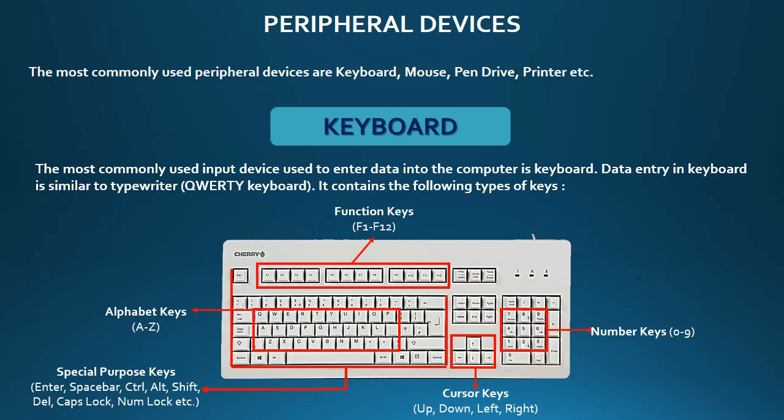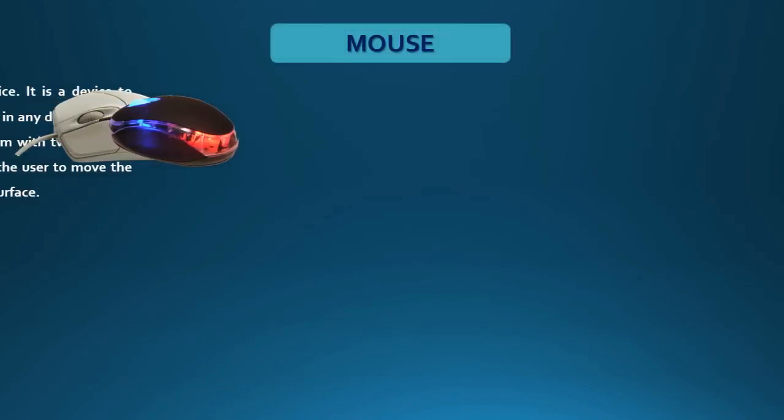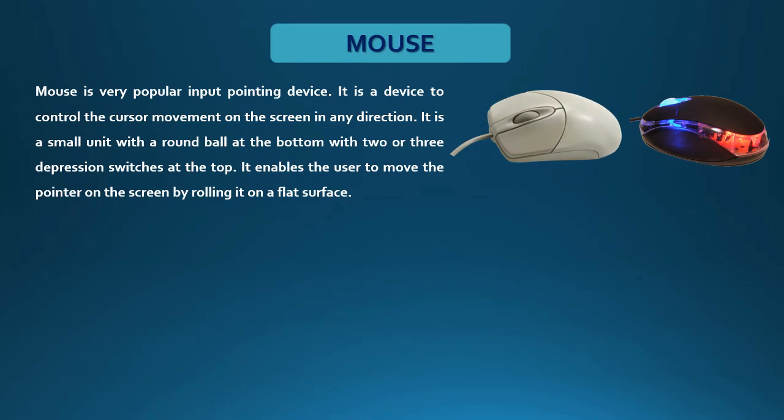Okay. Now the next thing we are going to do is the mouse. Now see, what is a mouse? The basic definition is, mouse is a very popular input pointing device. It is a device to control the cursor movement on the screen in any direction. It is a small unit with a round ball at the bottom with 2 or 3 depression switches at the top. It enables the user to move the pointer on the screen by rolling it on a flat surface.